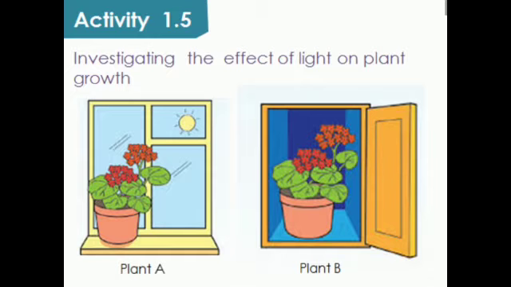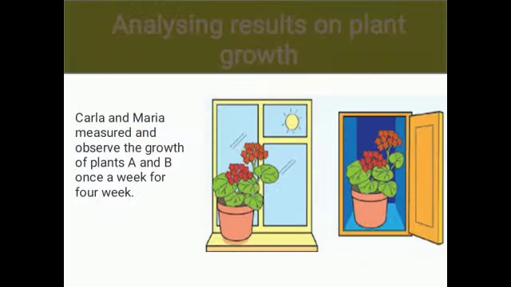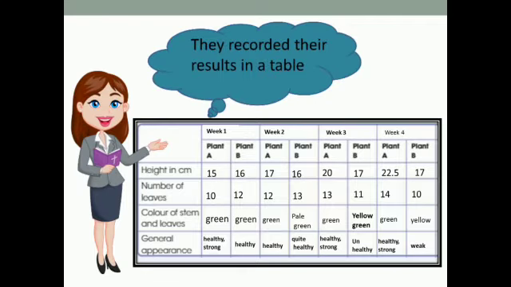In the previous lecture we conducted an investigation in which our investigators Carla and Maria demonstrated that light is needed for plants to grow well. Carla and Maria measured and observed the growth of plants A and B once a week for 4 weeks. Here are the results they obtained.